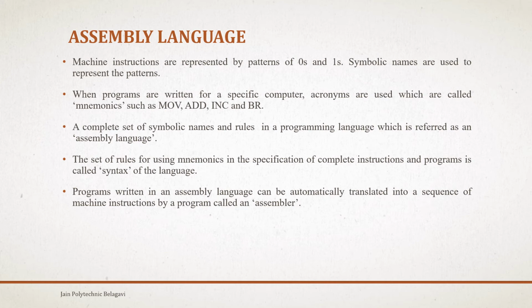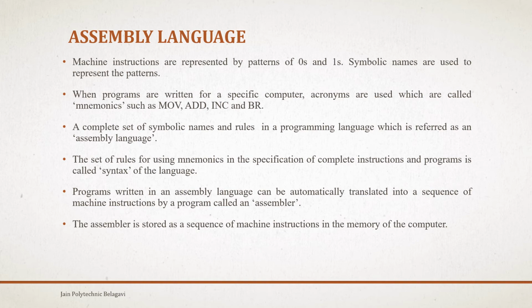As you know, whenever you write a program, it will be converted into a sequence of machine instructions. The assembler converts whatever we write in assembly language into machine instructions or machine language. The assembler is stored as a sequence of machine instructions in the memory of the computer. So the program is first written in assembly language, then the assembler converts the assembly language into machine instructions.